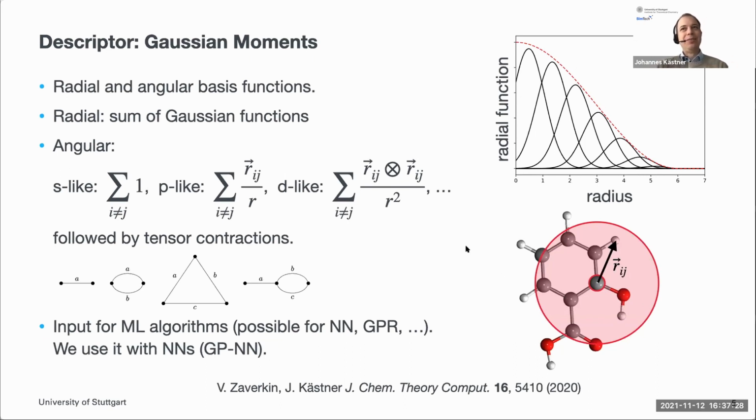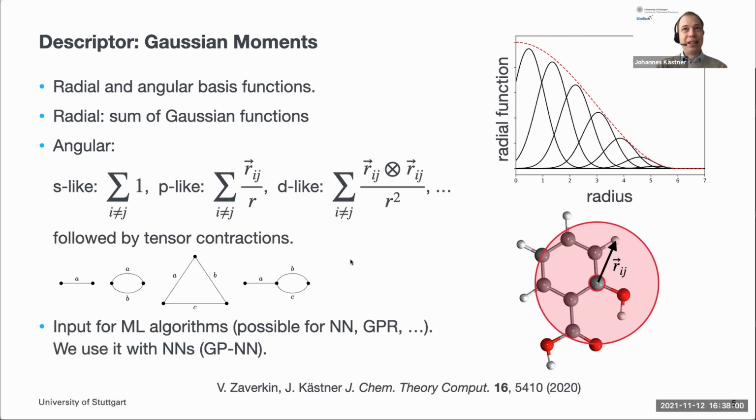What we do is essentially, as a quantum chemist, I like to see it as the discrete equivalent to an expansion into spherical harmonics. So we have an S-like function if we just add the number 1 for each atom within the cutoff sphere. We're only taking care about angles now. The radii are already taken care of. We have P-like functions by summing up the unit vectors to each of the atoms within our cutoff sphere.